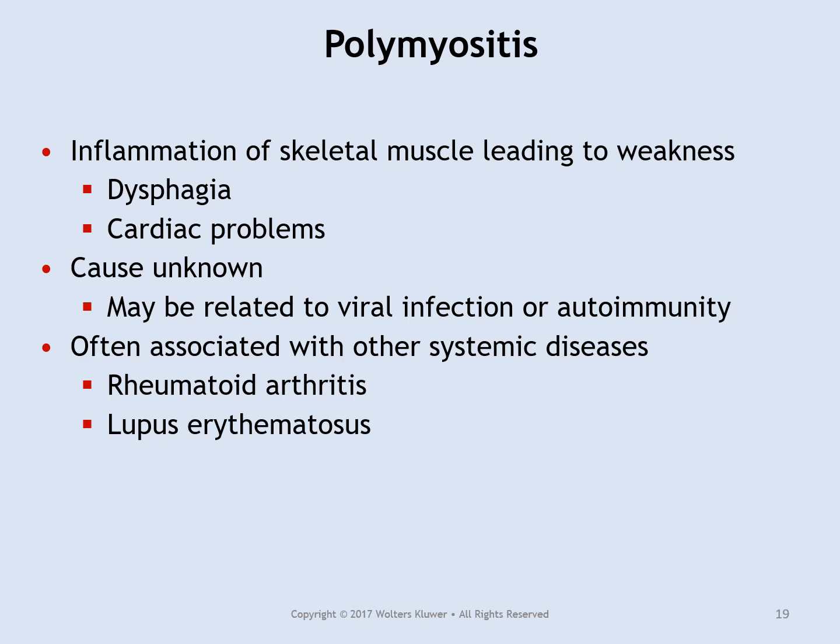Polymyositis is inflammation of muscles. Dysphagia is trouble swallowing, and again, cardiac problems. Cardiac tissue is affected as well. We don't exactly know why it happens, but in all likelihood, it has something to do with an autoimmune process. And we studied rheumatoid arthritis as an autoimmune disorder, and lupus, LE, lupus erythematosus, is an autoimmune disease that affects the muscles.